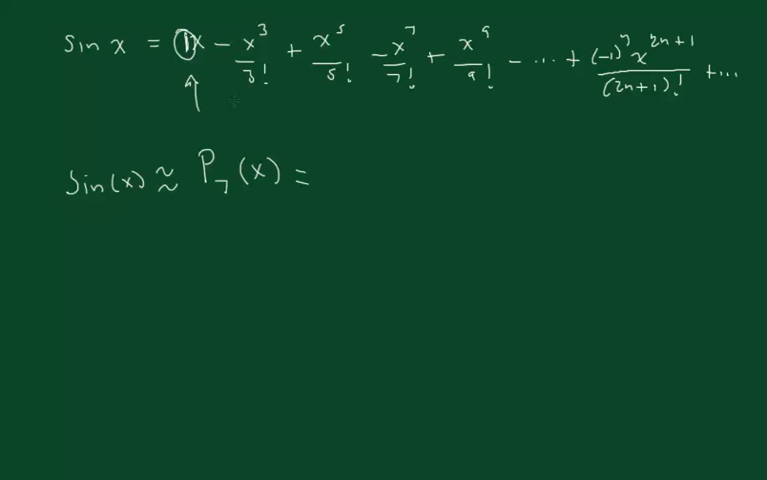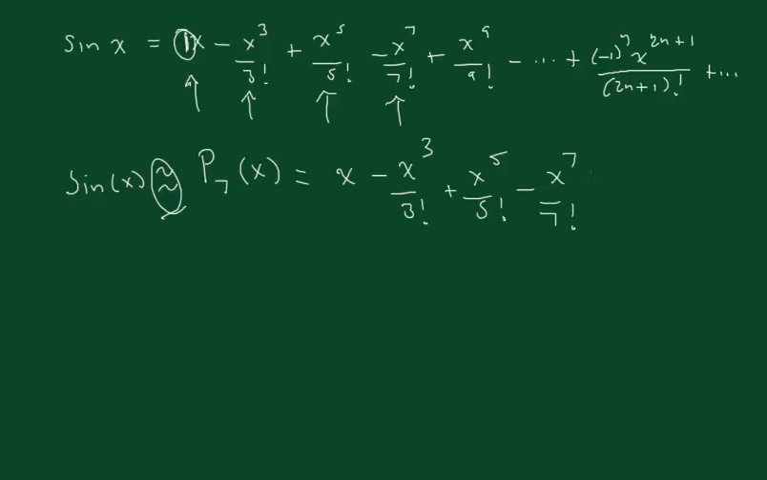This would be order 1, 2 is 0, order 3, 4 is missing, order 5, 6 missing, 7. So a polynomial which approximates the sine of x, really important that you write approximate if you're going to use a polynomial, x minus x cubed over 3 factorial plus x to the 5th over 5 factorial minus x to the 7th over 7 factorial. Period. That's the end. There's no plus dot dot dot. That's a polynomial approximation to the sine of x.